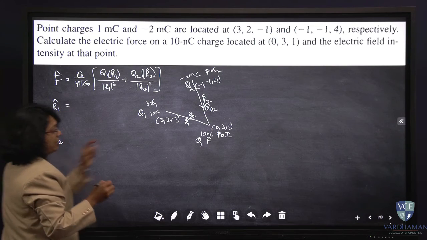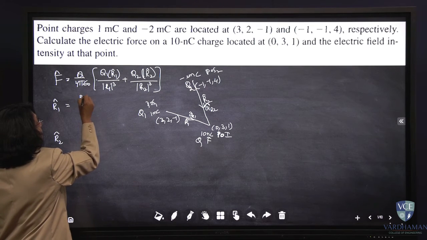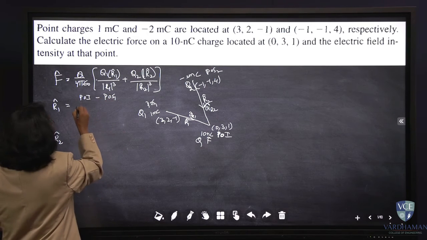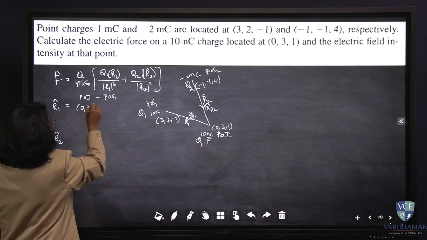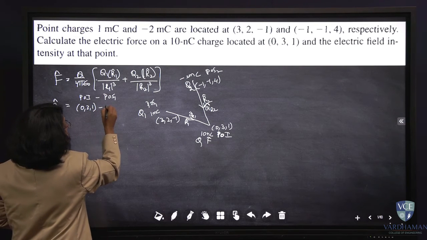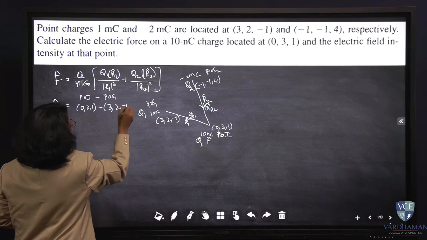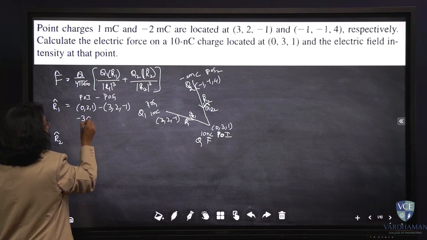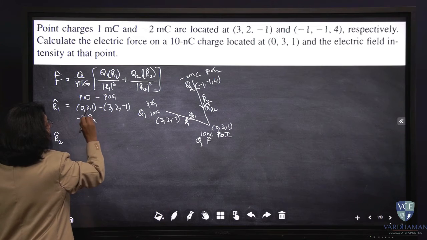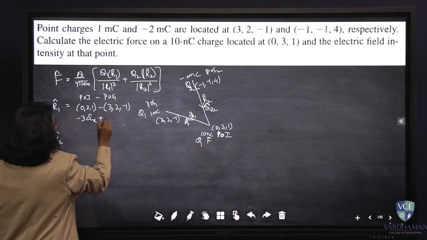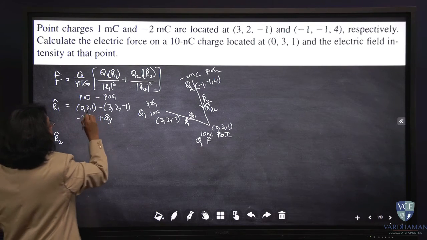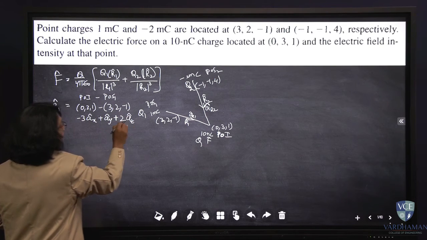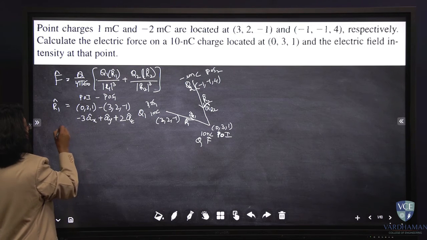In order to calculate R1, we need to note down the point of interest and point of source. Point of interest is at 0, 3, 1. Point of source is at 3, 2, minus 1. Hence, the vector is 0 minus 3, that is minus 3 ax along x direction, 3 minus 2, which is nothing but 1 ay along y direction, 1 minus of minus 1 is 2 along z direction, so plus 2 az. Now what is its magnitude?